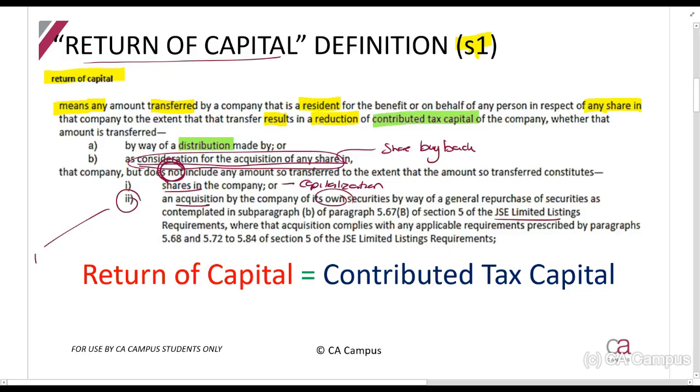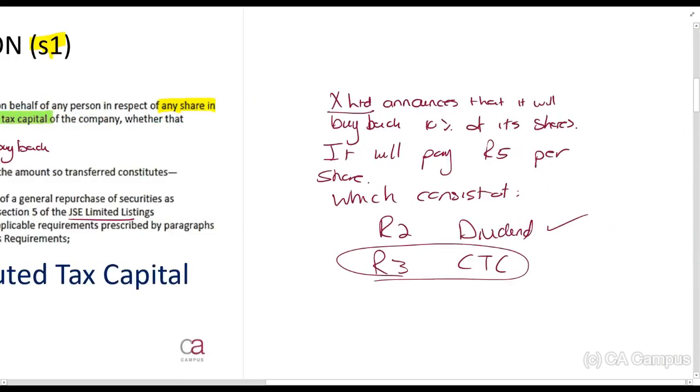So listed company share buyback is the next one. So if X Limited here was a listed company, remember limited doesn't mean it's listed, guys, it's just a public company. All listed companies are limited, but not all limited companies are listed. Very important. Students make that mistake all the time, and that shows a severe lack of understanding of how a Companies Act works and how companies in general work.